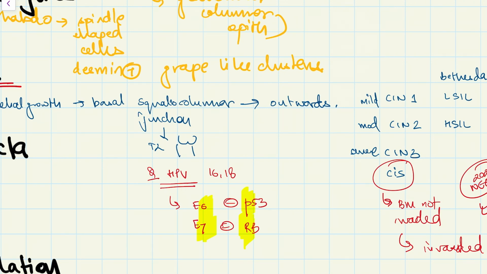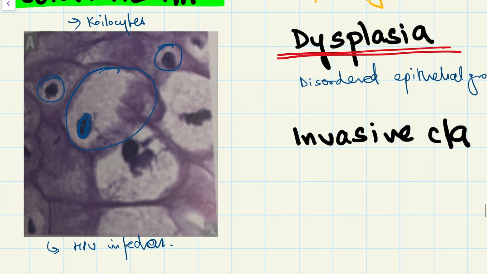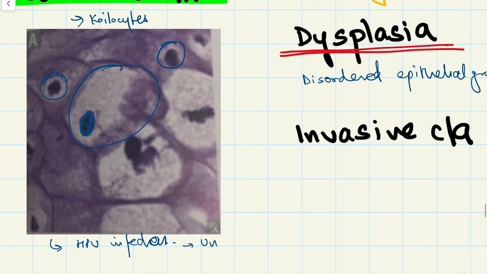the RB genes. On histopath you will find koilocytes. These are cells with a wrinkled raisin-like nucleus, and there is a perinuclear halo. So this is associated with HPV infection. If it is untreated, it may lead to invasive cancer, right?